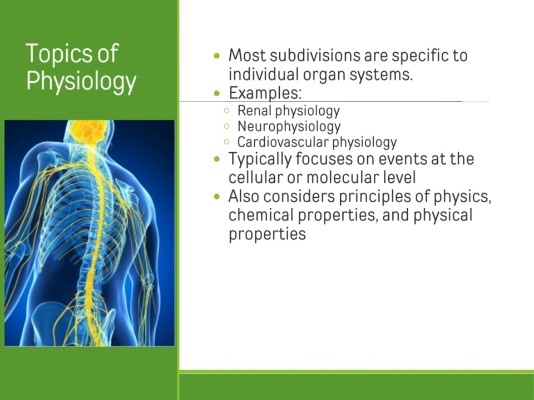When we're talking about how something functions, when we're looking at its physiology, oftentimes we're focusing on events that are at a microscopic or cellular and molecular level. So you want to consider principles of physics, chemical properties, and physical properties more with physiology than with anatomy.